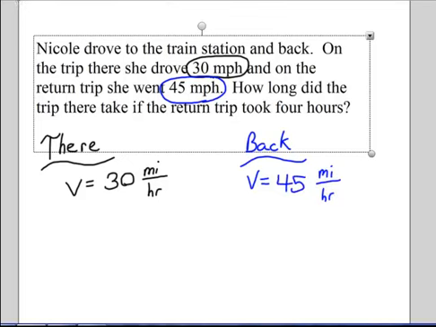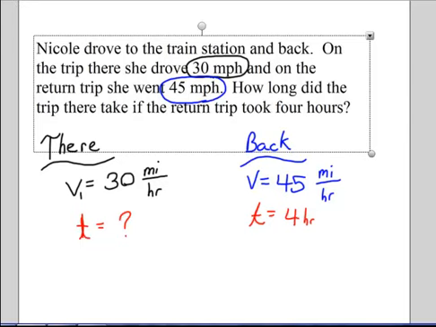Alright, let's look at what other information we have. On the return trip it took 4 hours, so let's write that down on the return trip side. And we're looking for how long it took her to get there. Now just from intuition we can see that it most definitely will take her longer to get there because she wasn't driving as fast. So we can predict that it's going to be a number greater than 4.